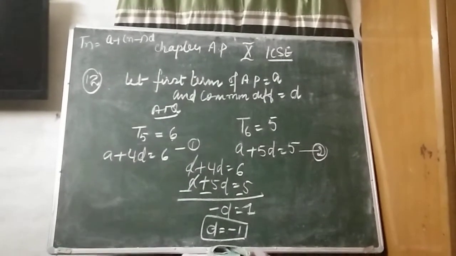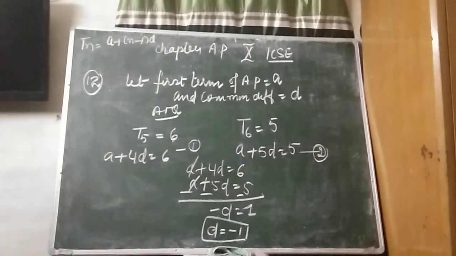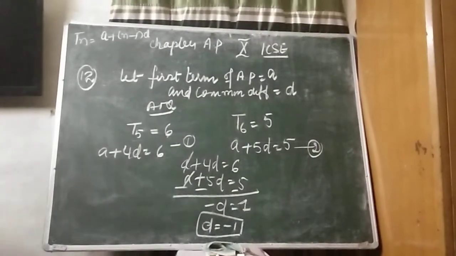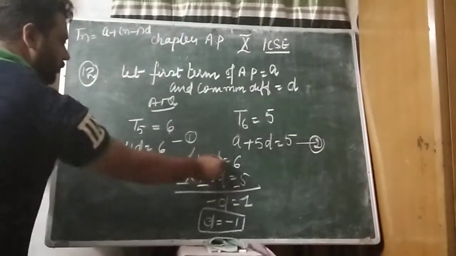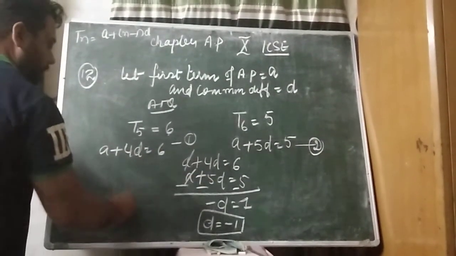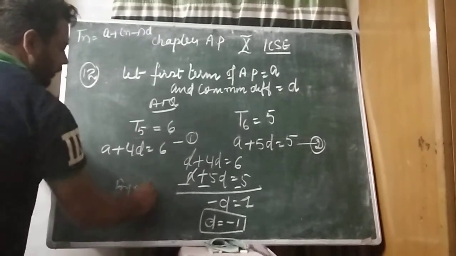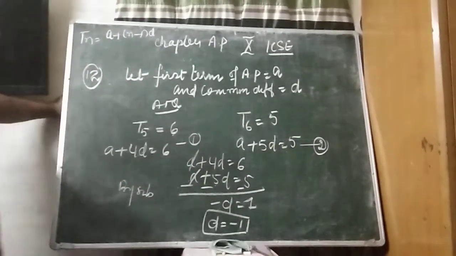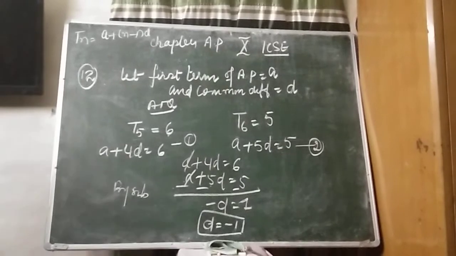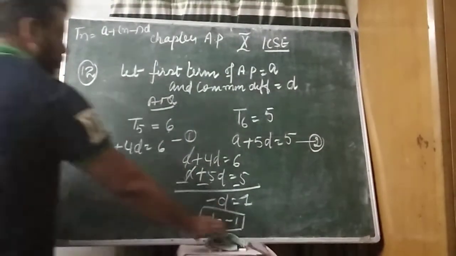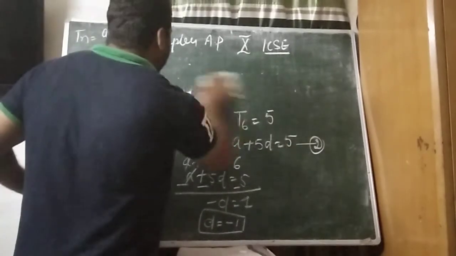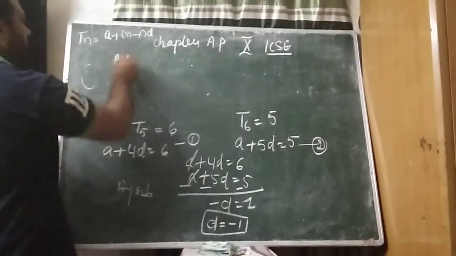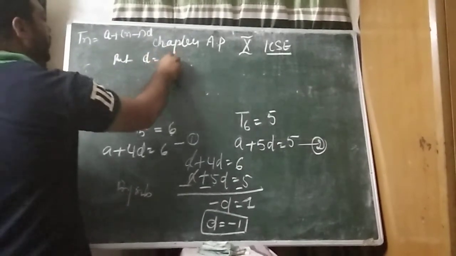These two are simultaneous equations in a and d, and we can solve by any method: substitution method, elimination method, any method. So I just solve these two equations, a plus 4d equal to 6 and a plus 5d equal to 5, by subtracting. You just change the sign, a cancels, here we get minus d equal to 1, and the value of d we get is minus 1. Now how can we get the value of a? To find the value of a, we just put the value of d in equation 1.